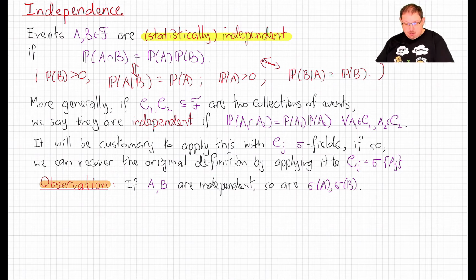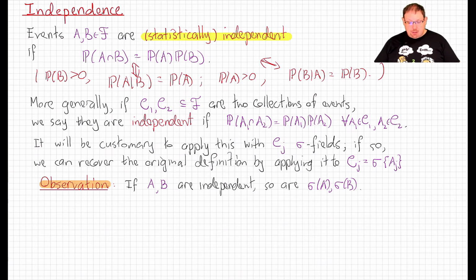If I have two sets of events, C1 and C2, in the sigma field, we call them independent if, given any event from the first class and any event from the second class, those two are independent. It will be useful and customary to apply this usually when those classes are sigma fields, although that won't always be the case a priori. We will soon see that we can usually boost independence from classes to sigma fields under reasonable conditions.